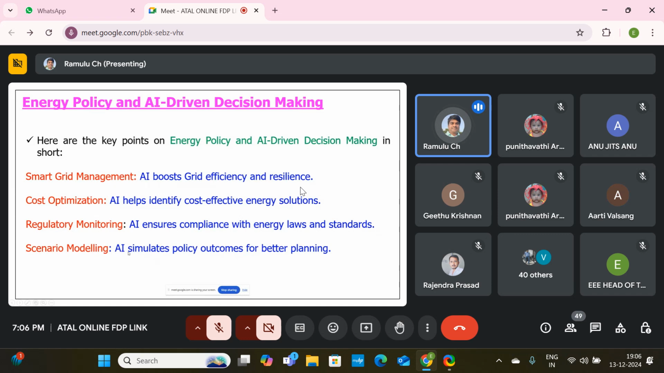Next, scenario modeling. AI simulates policy outcomes for better planning. In this way, AI simulates policy outcomes before implementing in real-time applications, like with respect to renewable solar or wind. Before making the actual device, we simulate it using AI, and finally we implement. Then only optimized and more efficient things are possible.